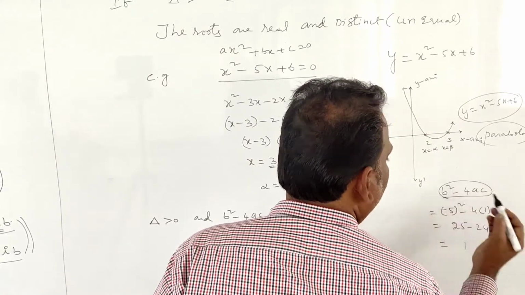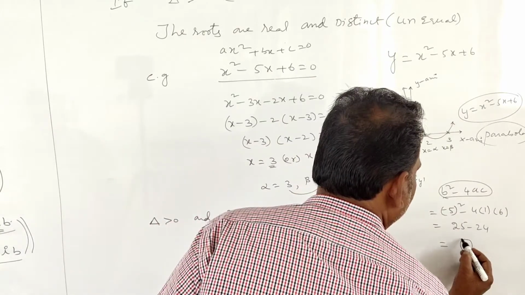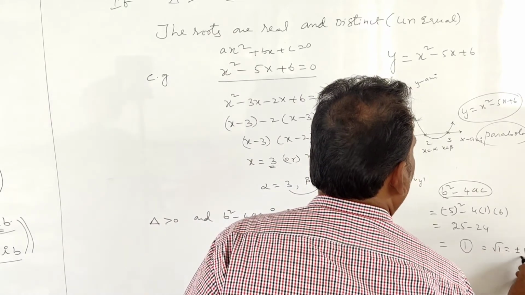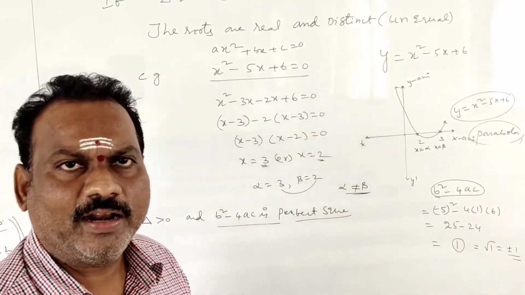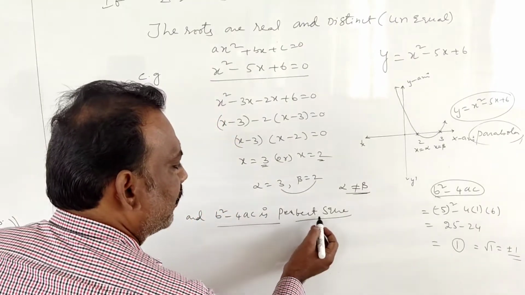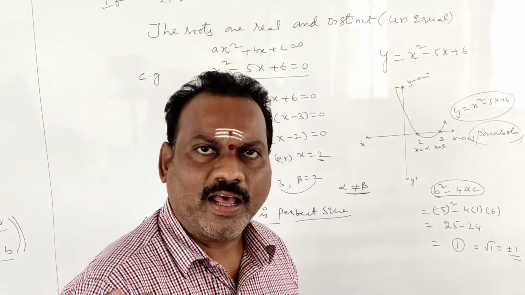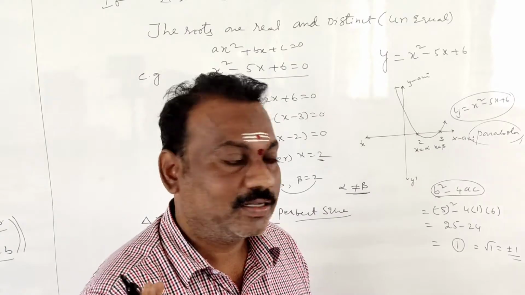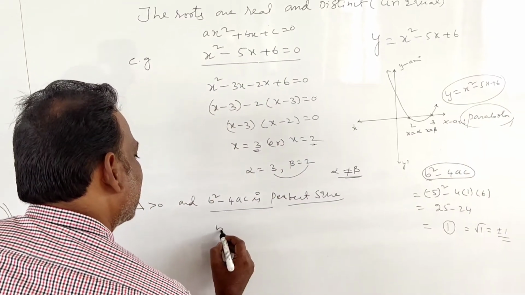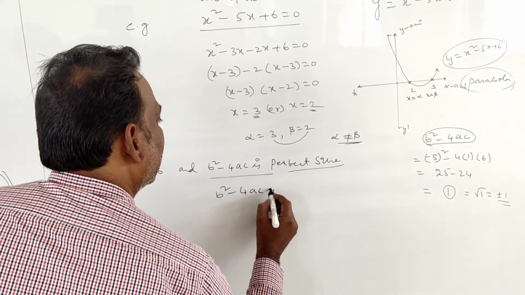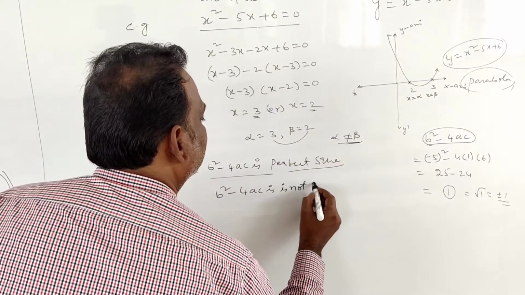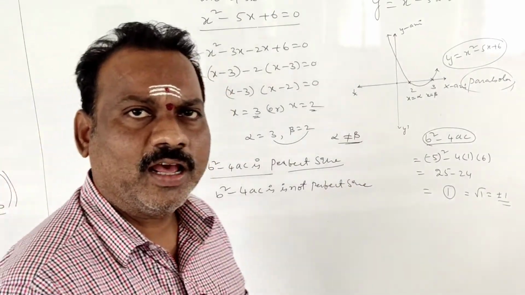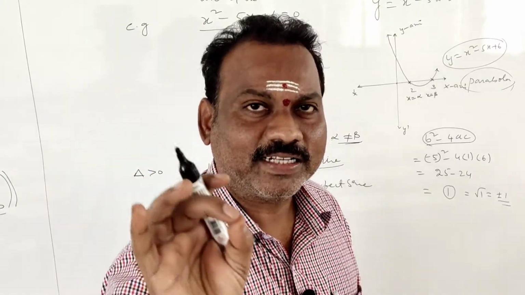So b square minus 4ac is the discriminant. The discriminant value is a perfect square, because if you apply the root you get a perfect value. So when b square minus 4ac is a perfect square, the roots are real, distinct and rational. Clear, students? Suppose b square minus 4ac is not a perfect square. At that time the roots are real, distinct and irrational.